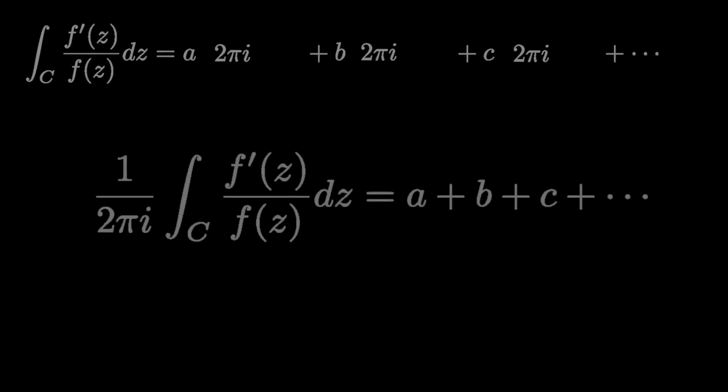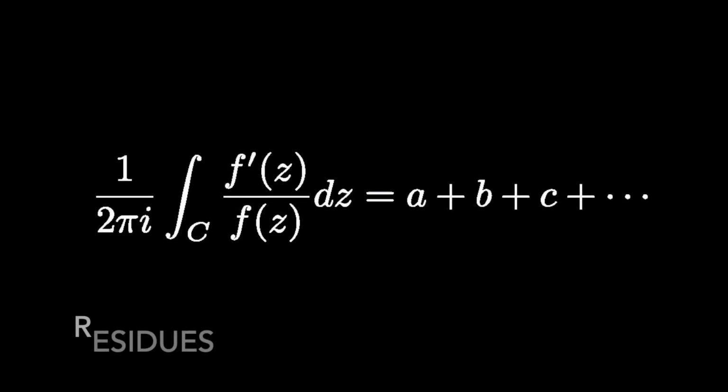The numbers a, b, and c are what are called the residues of the rational functions we just integrated. In other words, the conclusion is that for any given polynomial, the logarithmic derivative of that polynomial is a rational function that has simple poles whose residues are the multiplicities of the roots of that polynomial.